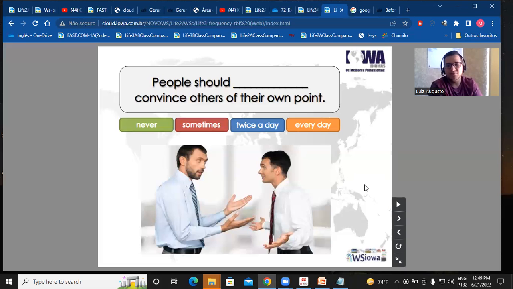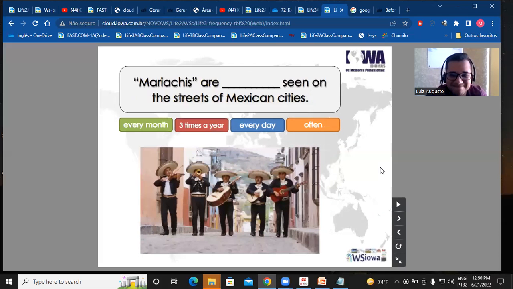Never, então? Nunca deveriam convencer de seu próprio ponto de vista. I think so. Yeah, okay, good. Eu fiquei na dúvida por causa do mudar o verbo. Me embananei aqui na cabeça. Por causa do should. Mesma ordem do verbo to be, right? People are never, people should never. Okay. And you're never, ever, ever.